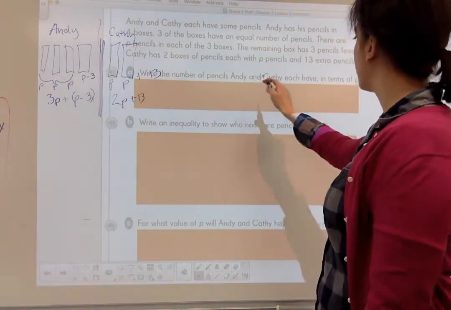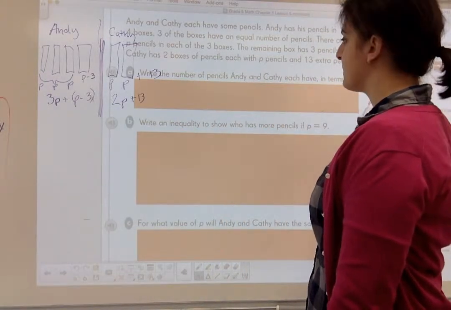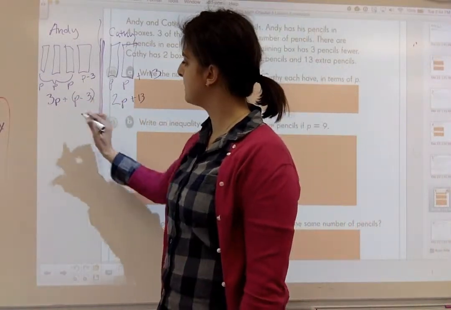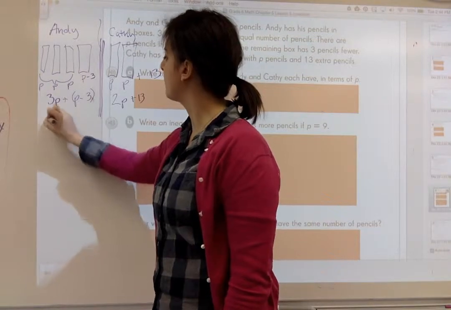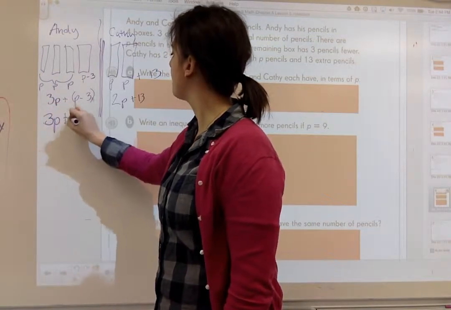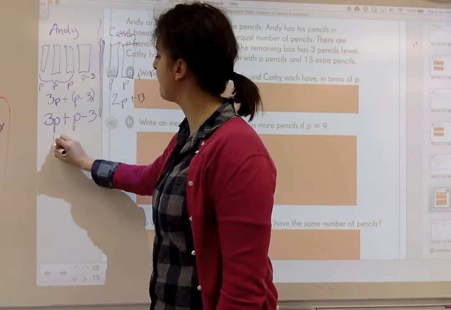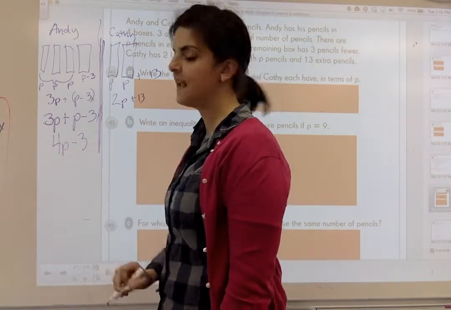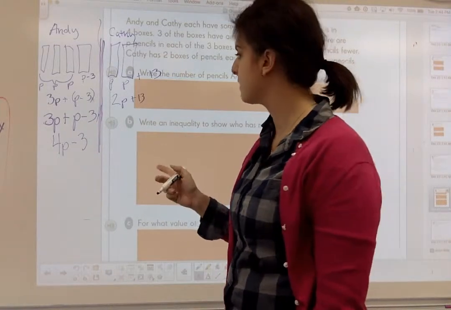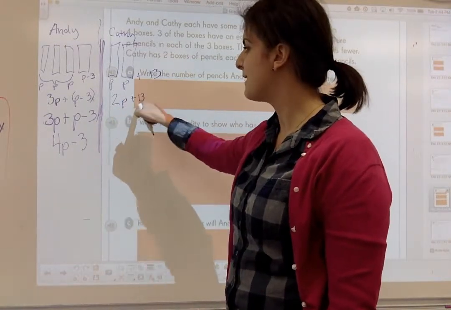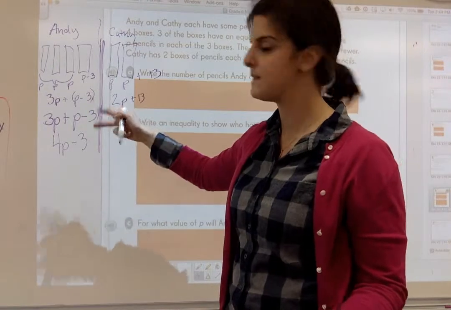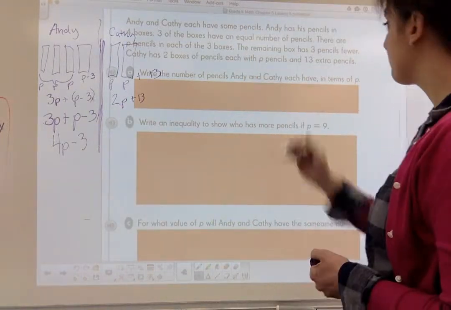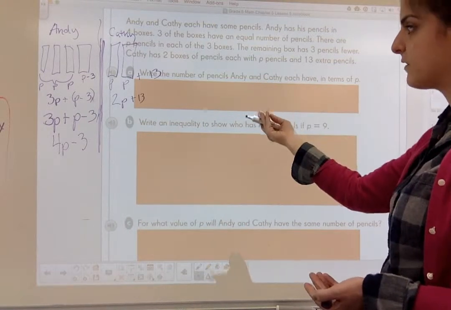Write the number of pencils Andy and Kathy each have in terms of P. Wait, but I already did that over here. I just need to put this into its simplest terms. If I have 3P plus P minus 3, I have 4P pencils minus 3. That is what Andy has. Kathy, 2P plus 13. I can't do anything to simplify that. I'm going to go ahead and tell you that's correct.